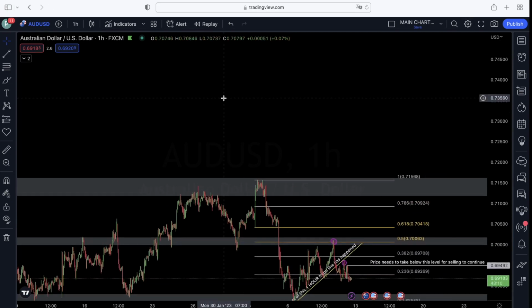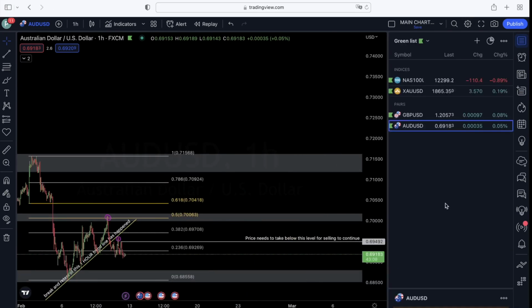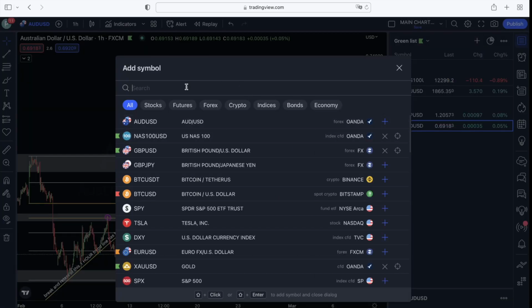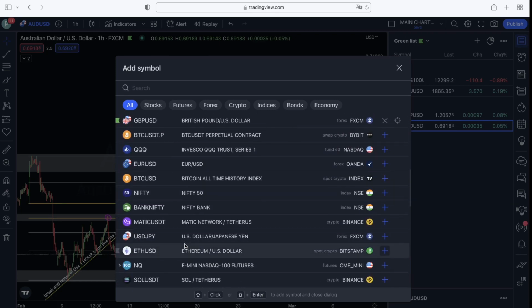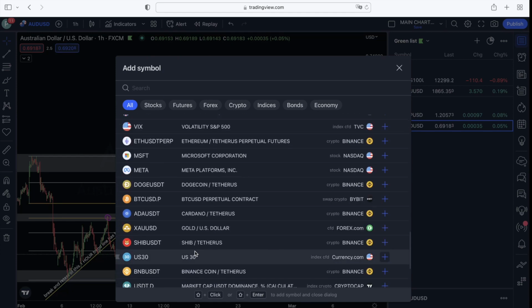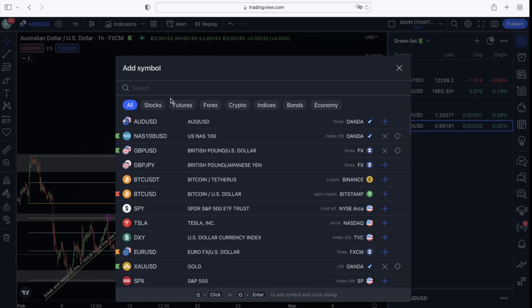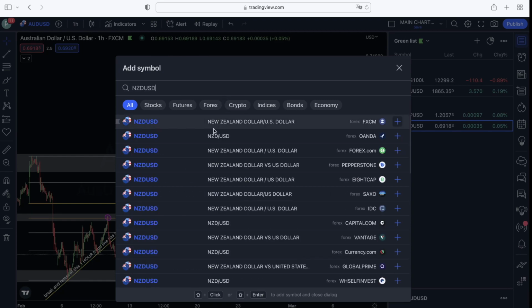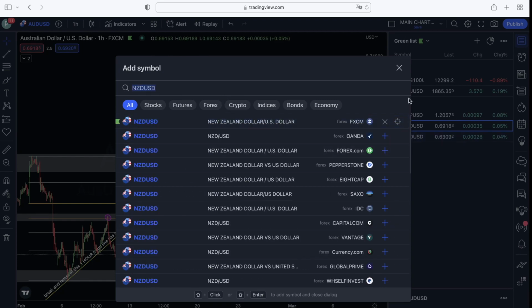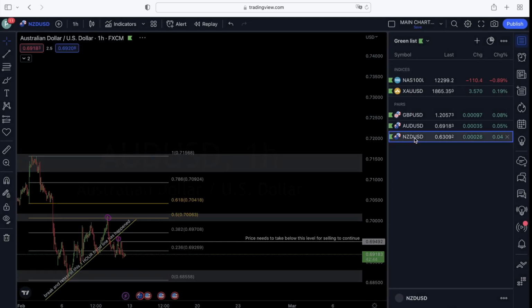So today I'm gonna be backtesting supply and demand on other pairs that I don't trade, just to see how this strategy works. So I'm just gonna pick some random pairs. Let's try NZD USD. Alright, so let's go.